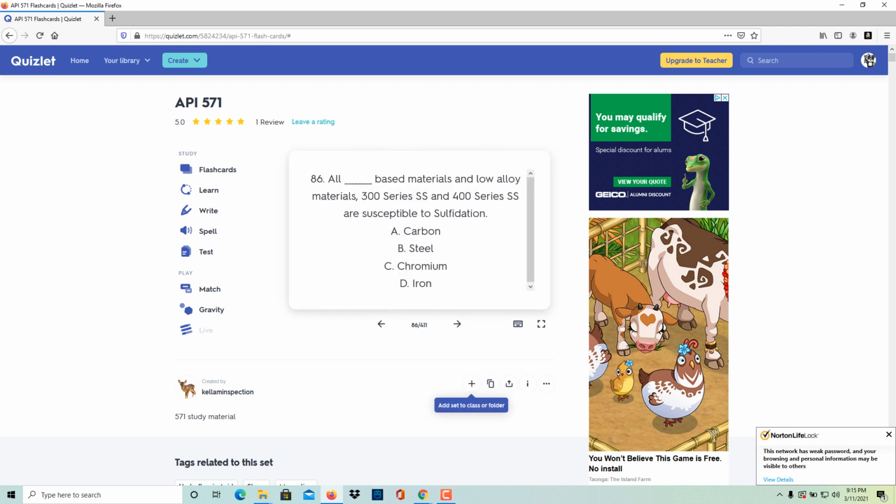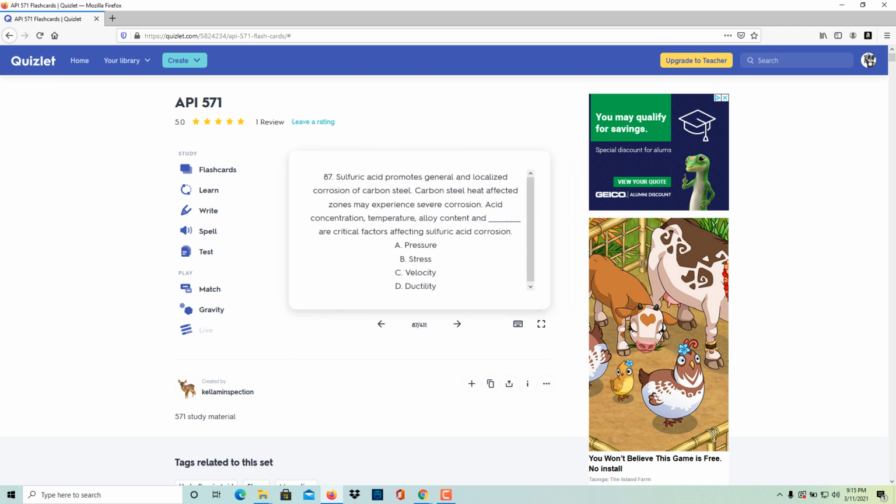All what base materials and low alloy materials, 300 series SS and 400 series SS, are susceptible to sulfidation? Carbon-based materials. Nope. All iron-based materials and low alloy materials, 300 series SS and 400 series SS. So I think sulfidation, sulfur and iron don't mix.